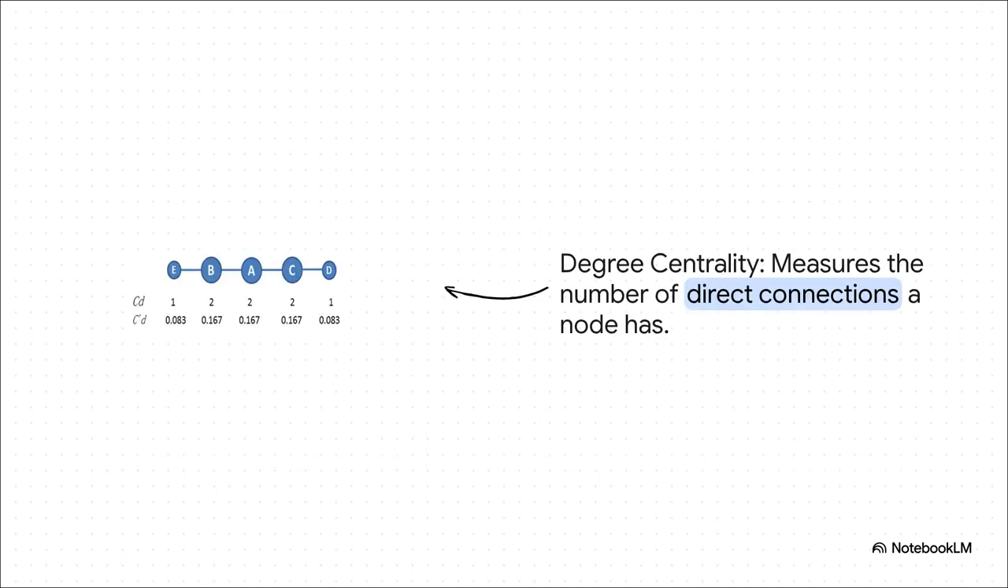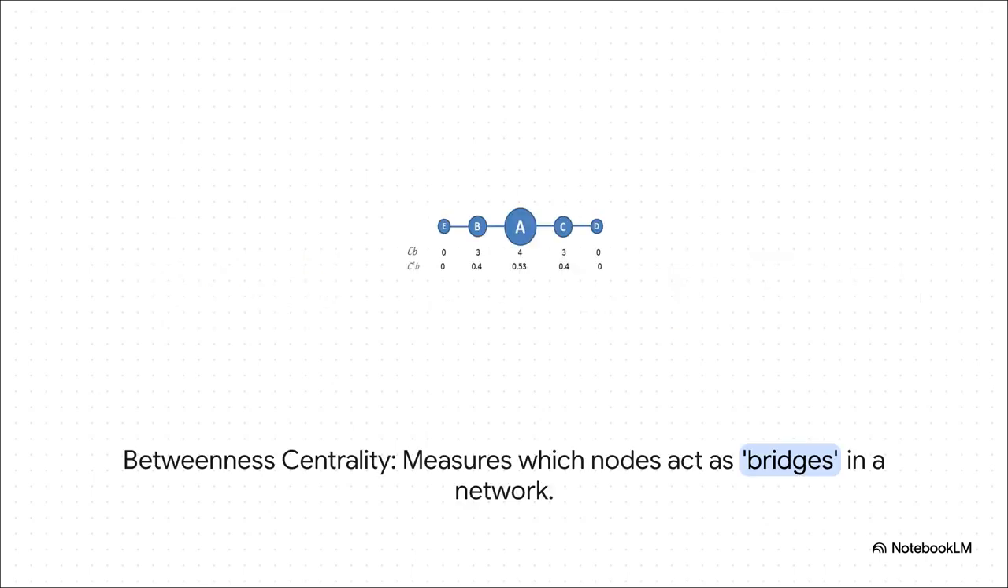First up, we've got degree centrality. This is the one we're all most familiar with, even if we don't know the name. It's just a raw popularity contest. It counts who has the most direct connections. In our little network here, nodes A, B, and C all have 2 connections. So, by this measure, they're equally important. But are they really?